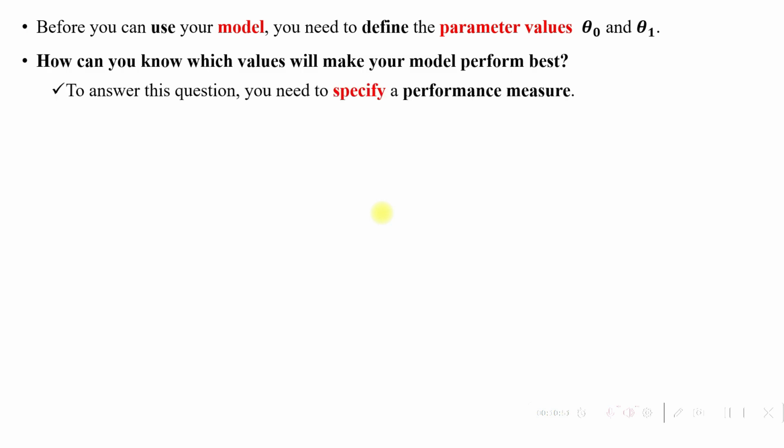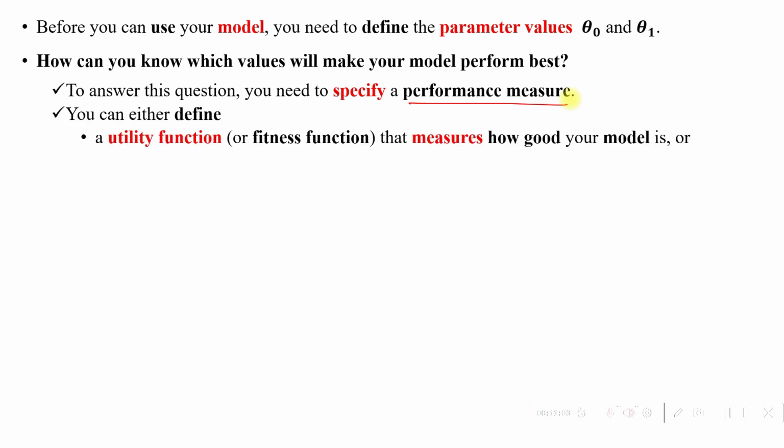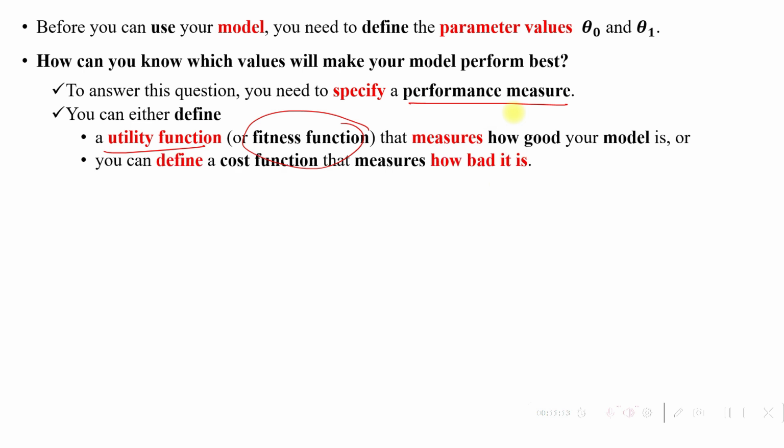How can you know which values will make your model perform best? That is your problem. To answer this question, you need to specify a performance measure. We can either define a utility function or fitness function that measures how good your model is, or we can define a cost function that measures how bad it is. So there are two things: a utility function and a cost function. The utility function measures how good your model is, and the cost function measures how bad your model is.